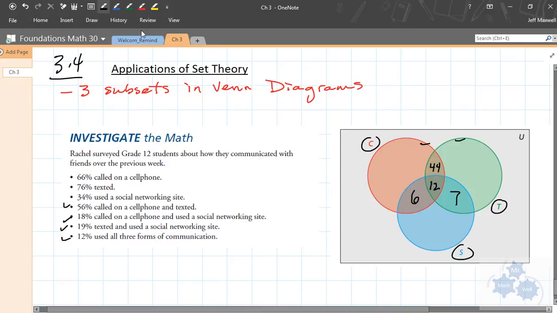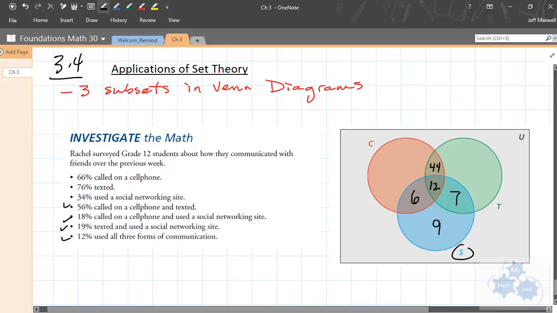34% used a social networking site. Okay, so in the social networking site, that's just the S part right here, has a total of 34. So look at what we already have in the circle. See that? So we had 6 and 12 is 18 and 7 is 25. So 34, what's going to go in this section right here? 34 minus 25 is 9.